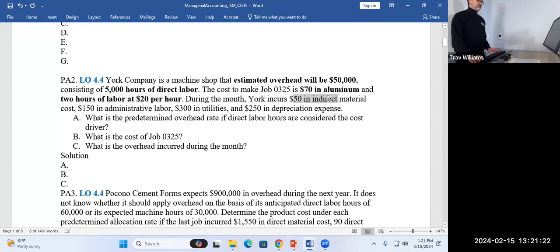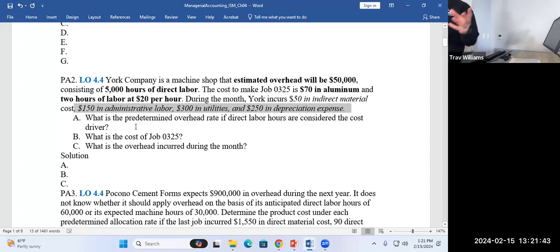During the month, they have $50 of indirect material cost, $150 of administrative labor, $300 in utilities, $250 in depreciation expense. Now that administrative labor is a little confusing. What they mean here is within the factory, they have administrative labor. So we are going to consider it part of the production costs, even though it's administrative, because it's within the production department. If it was administrative at the corporate offices, then it would not be part of production.